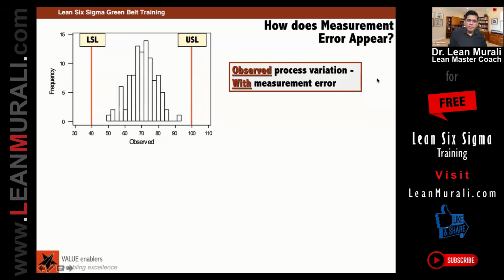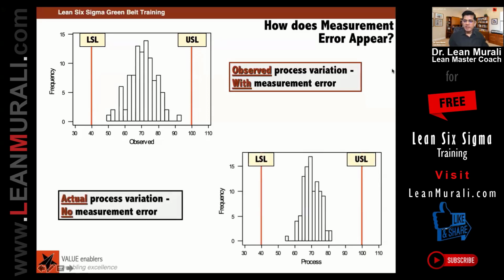Okay. So if you see here, most of the values are towards 70. And people who are more than 100 kgs are very few. There is someone who is say 92 or 93 kgs. And there are people who are less than 50 kgs, very few. Nobody is 40 kgs. But this is the observed process variation with the measurement error. If there were no measurement error, it could be closer. Because of the measurement error, it is showing a wider range.